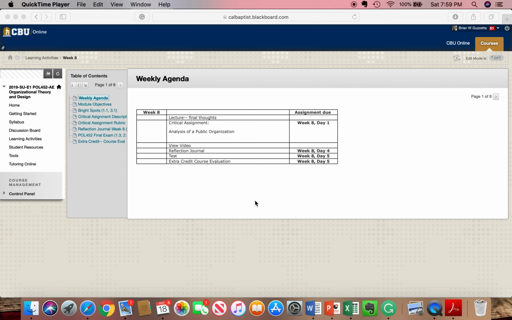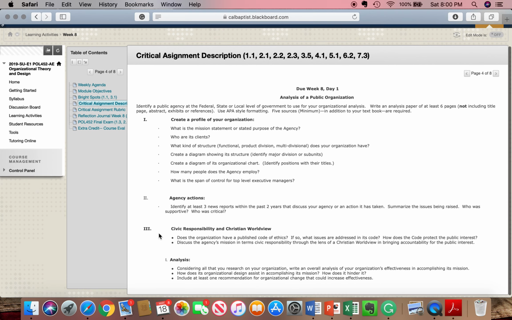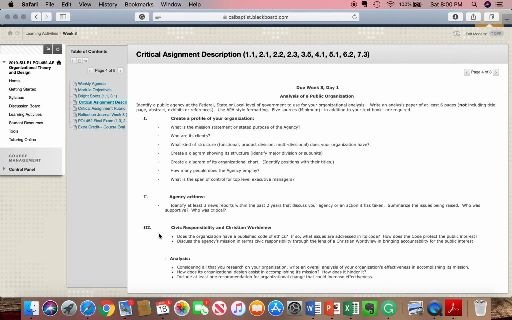So where I'm at is I'm in week 8, and we're going to discuss the critical assignment description and the critical assignment rubric. As we open up the critical assignment description, I'm going to walk you through that, and the intent of this is that we get a good understanding of what the critical assignment is, because for many of us, we'll start planning this early in the class, where we're going to apply many of the concepts that we're learning through this class to the critical assignment.